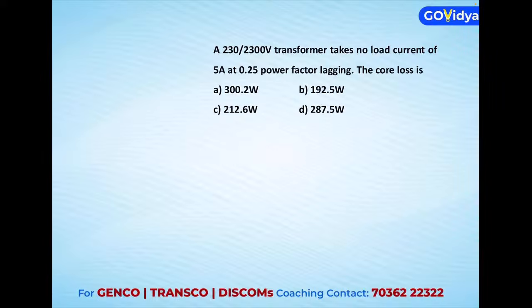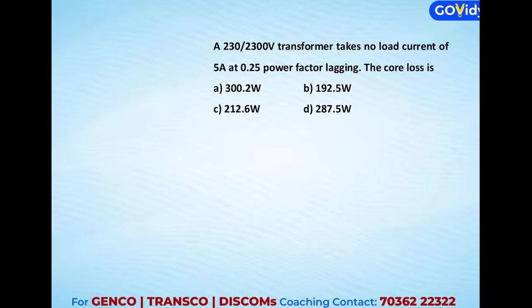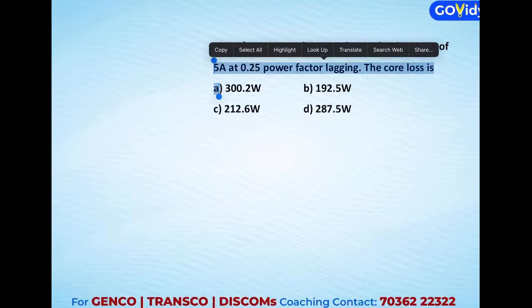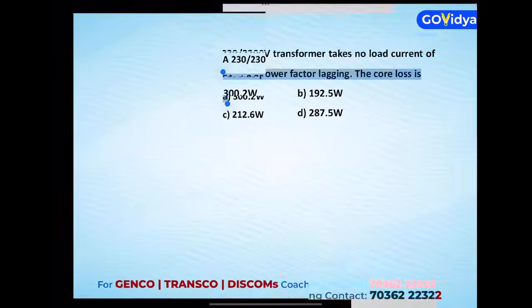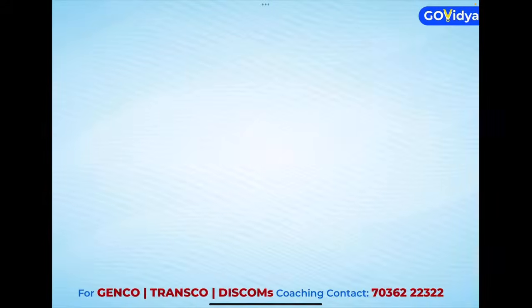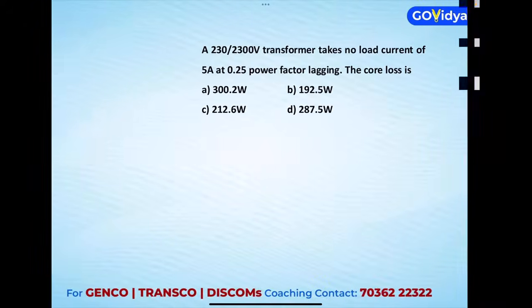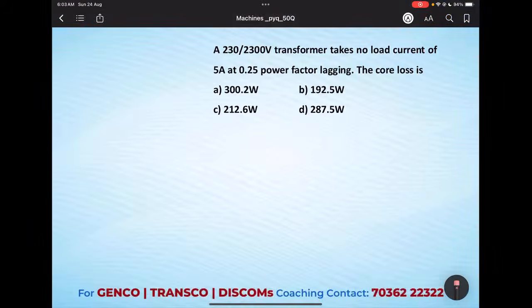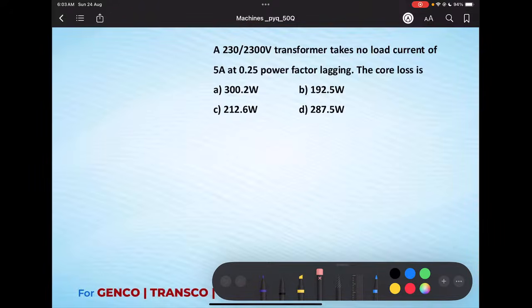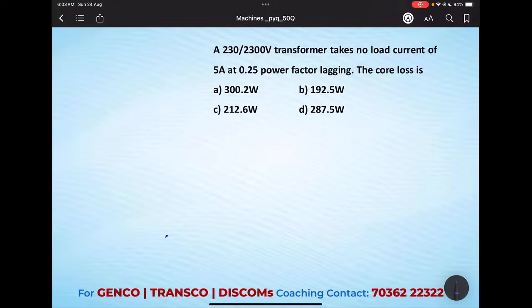Okay, the given question is about a 230 by 2300 volt transformer that takes no load current. The concept is about core loss calculation.